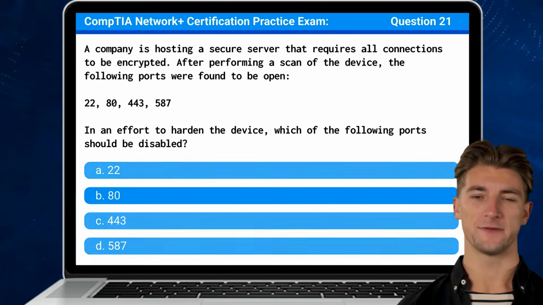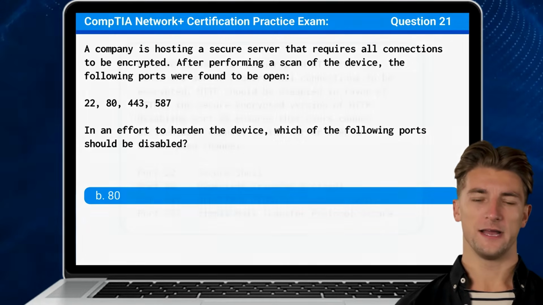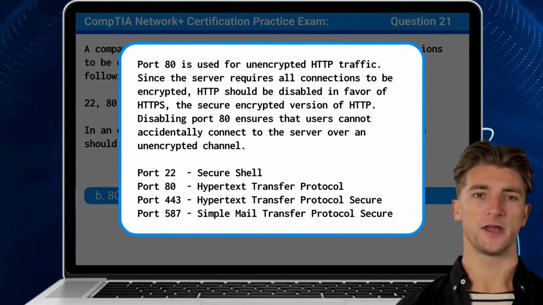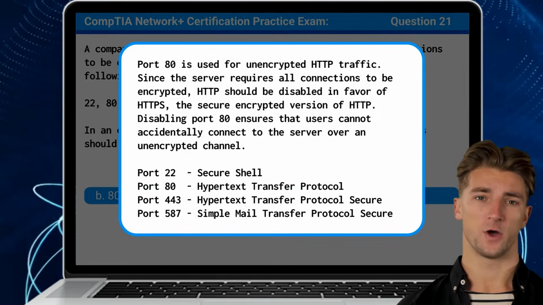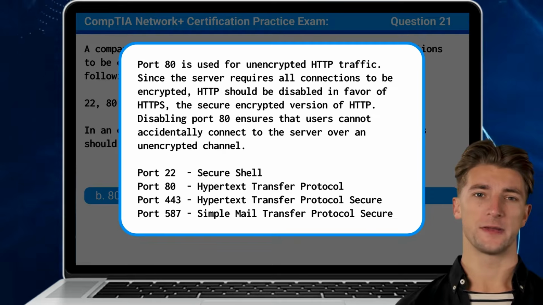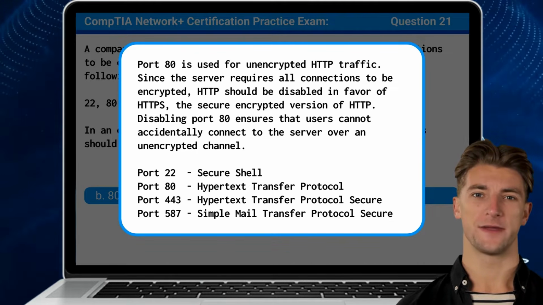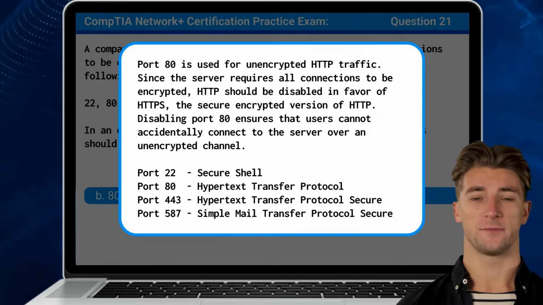The answer is B. 80. Port 80 is used for unencrypted HTTP traffic. Since the server requires all connections to be encrypted, HTTP should be disabled in favor of HTTPS, the secure encrypted version of HTTP. Disabling port 80 ensures that users cannot accidentally connect to the server over an unencrypted channel.